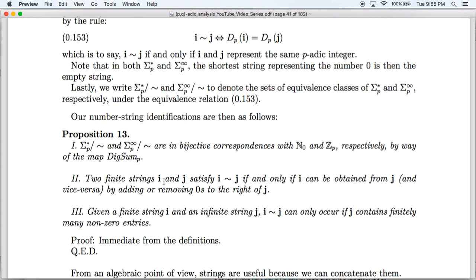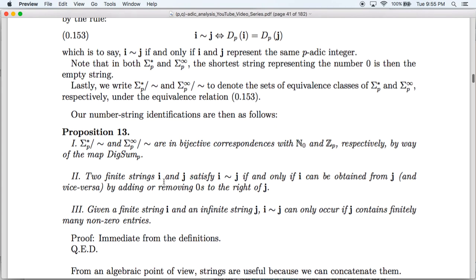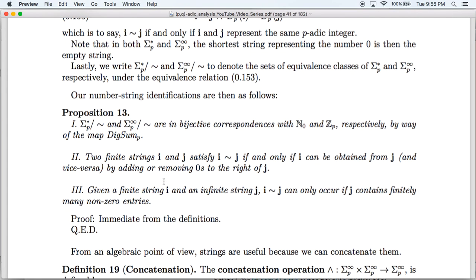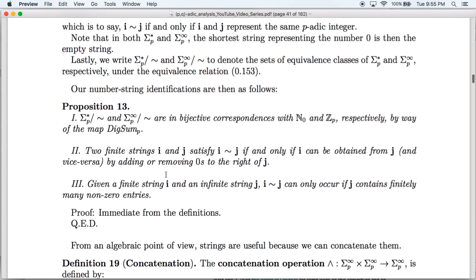And then given a finite string i and an infinite string j, i can be twiddle j if and only if j contains finitely many non-zero entries. These are all immediate from definitions. So, from an algebraic point of view, strings are useful because we can concatenate them.